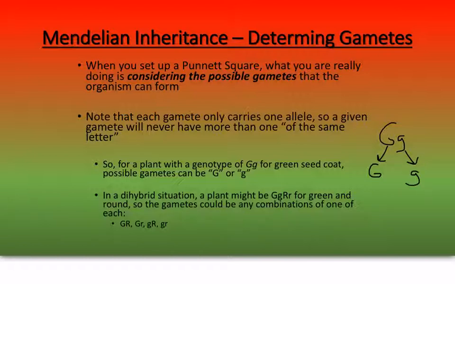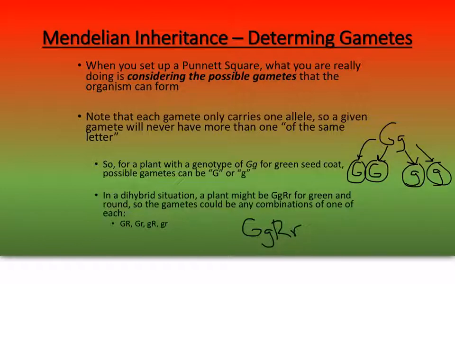And if we want to be more specific to meiosis, we're going to form 4 cells in the end. So we have 2 chances to form big G and 2 chances to form little g. Now, in a dihybrid situation, it gets a little stickier, because now we have to do a little extra work. Still, each possible gamete will only get one of each letter.